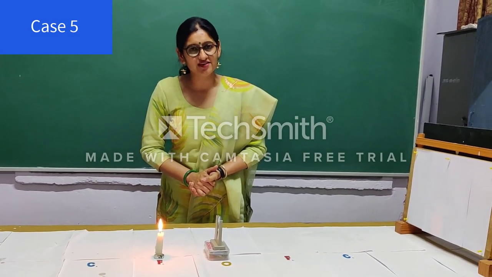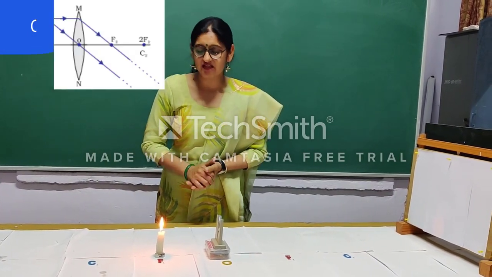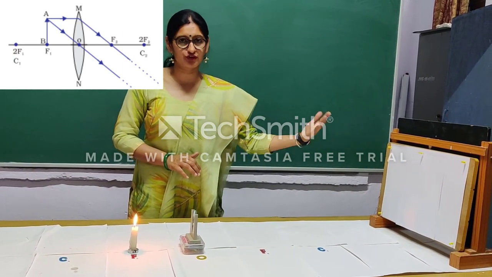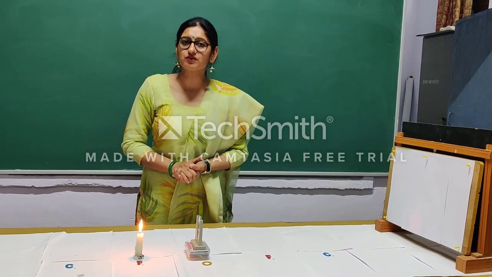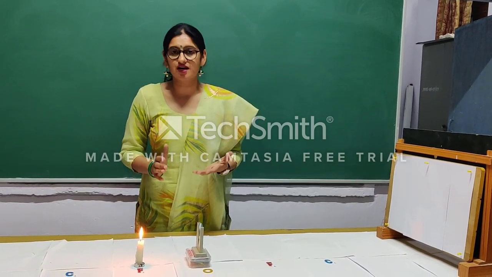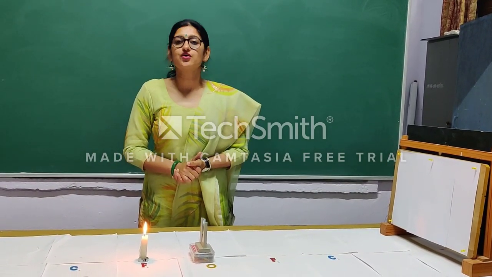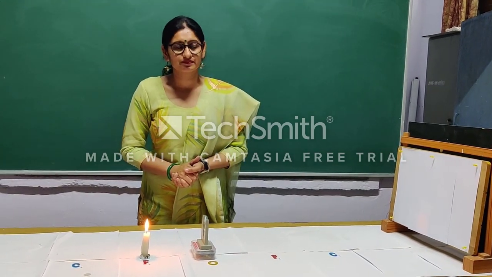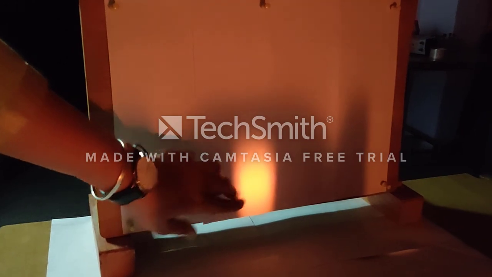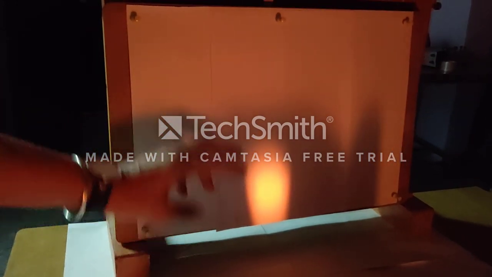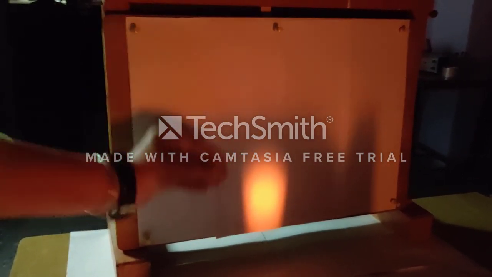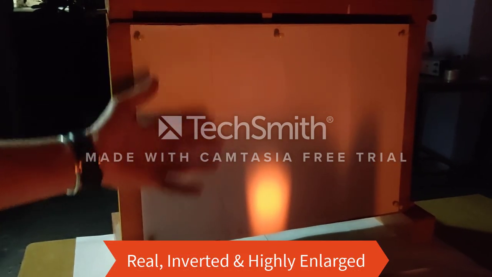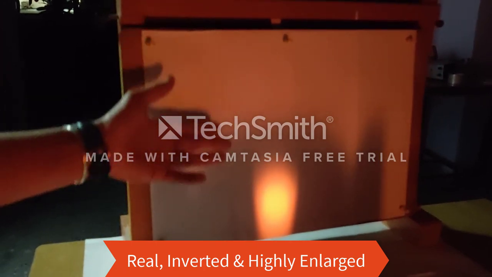In the fourth case, where your object is at focus, the image is formed at infinity and the size of the image is so large. Again, the nature of the image is real and inverted. So let us check. As you see, the image is so large because this image is formed at infinity. A real, inverted and highly magnified image.